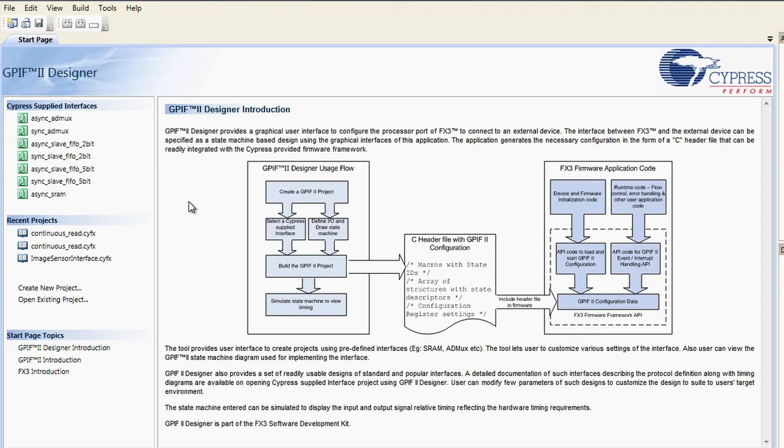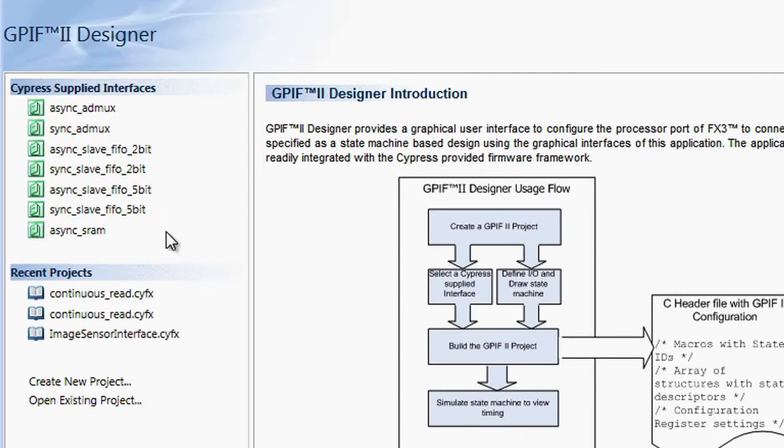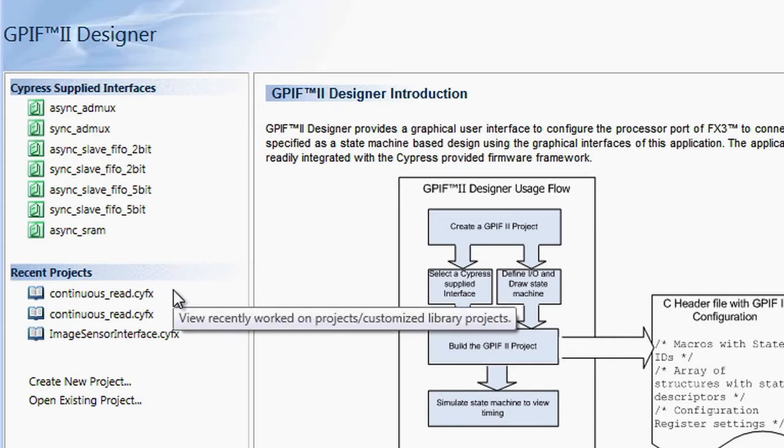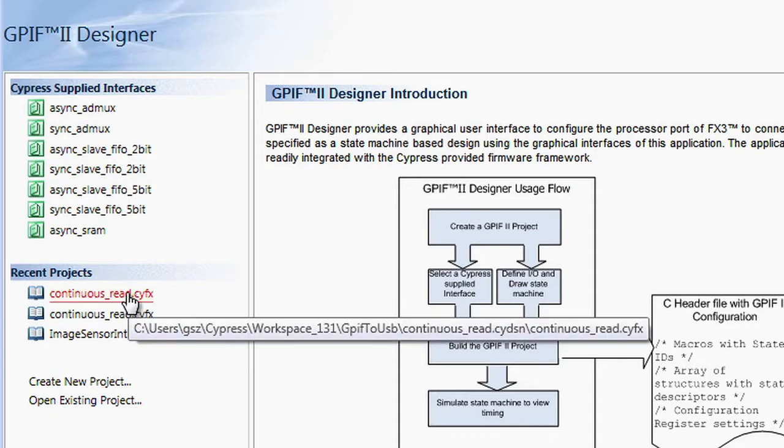This is the project management phase, and in there you would find a bunch of default projects that is included in every GPIF II Designer. So if your application would suit one of these default applications, I would encourage you to use it. The most common interface used with FX3 today is a slave FIFO interface, and that's available to you already as a default application, as you can see here. In addition, you would also see recently opened projects. I'm going to open one of those to explain to you how GPIF Designer works.